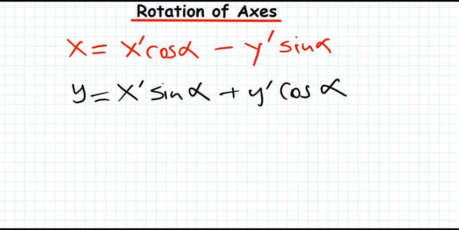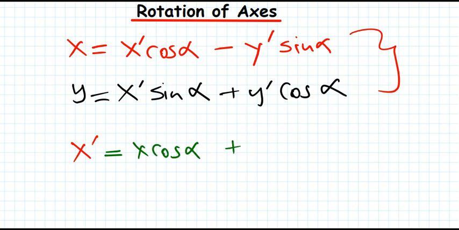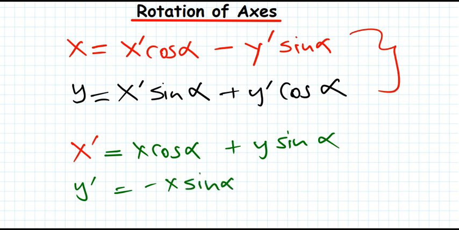These are the two equations that are going to be very cardinal. Of course there is a form where you make x prime the subject, but we're going to work more with these ones. Let me give you the other formulas as well. X prime is equal to x cosine of alpha plus y sine of alpha, and your y prime is equal to negative x sine of alpha plus y cosine of alpha. These are the equations we're going to work with.